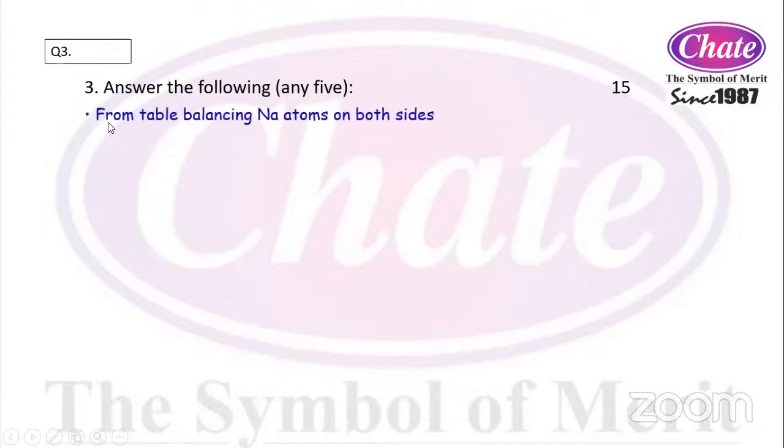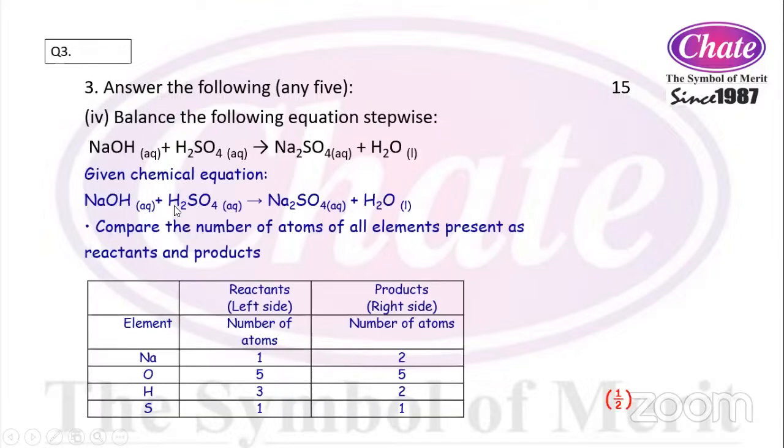Then from this table we have to check which atom needs to be balanced first. Here oxygen is almost matched and sulfur is also matched. The only things left are sodium and hydrogen. Then we look at the biggest molecule. There are 2 molecules, H2SO4 as well as Na2SO4. Na2SO4 contains 4 plus 1 is 5, 5 plus 2 is 7, so 7 atoms. So we are going to start with Na2SO4.